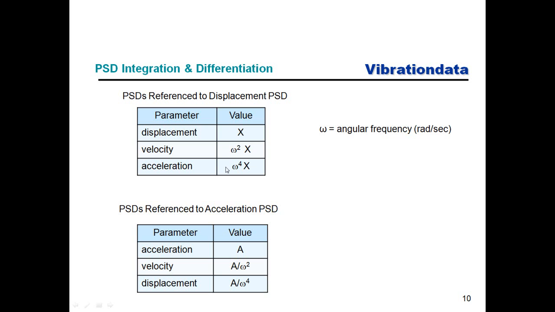And we can switch the rows and do a little bit of rearranging. We can say, let's start off with an acceleration PSD. Well, to get the corresponding velocity PSD, we divide by omega squared. And to get the corresponding displacement PSD, we take that acceleration PSD and divide by omega to the 4th power. And that's what we would do.